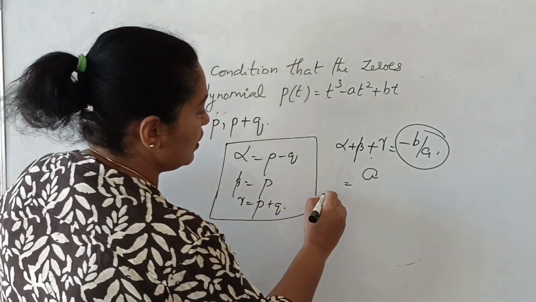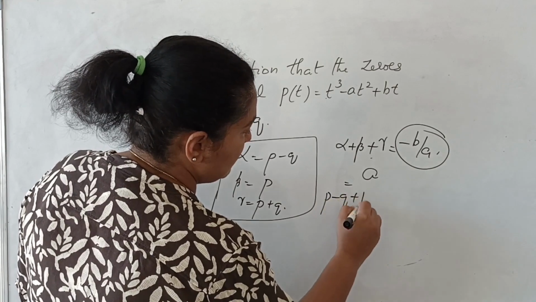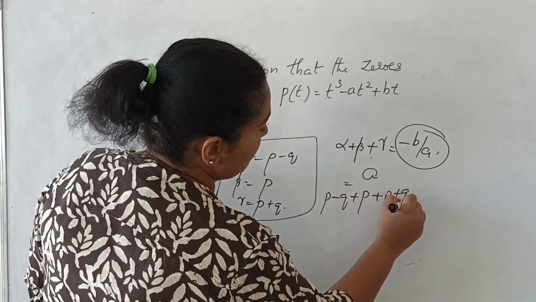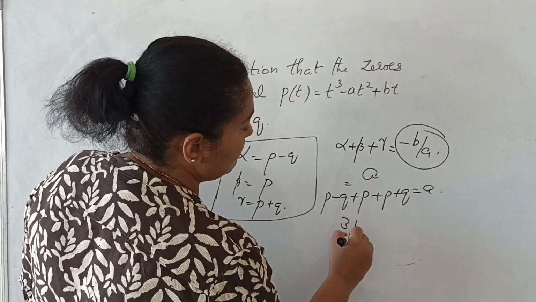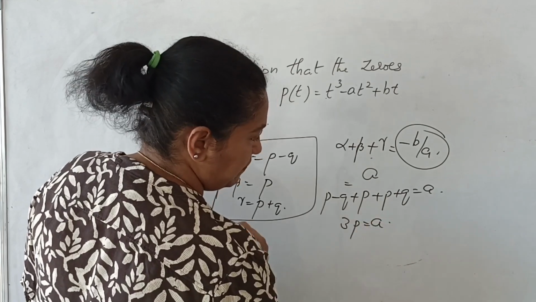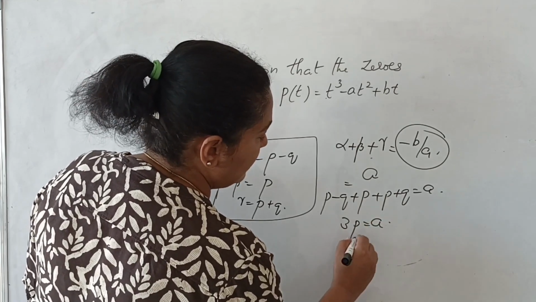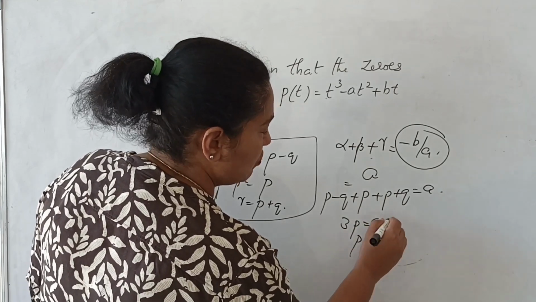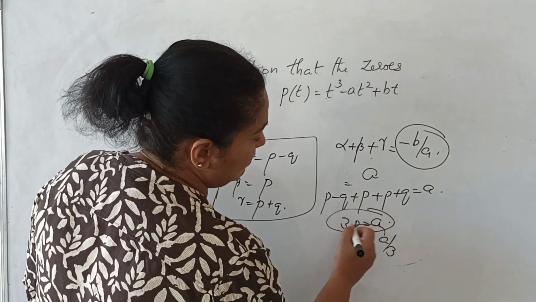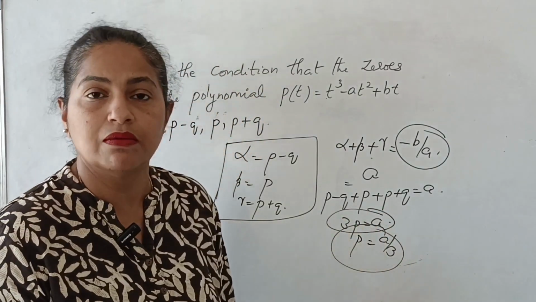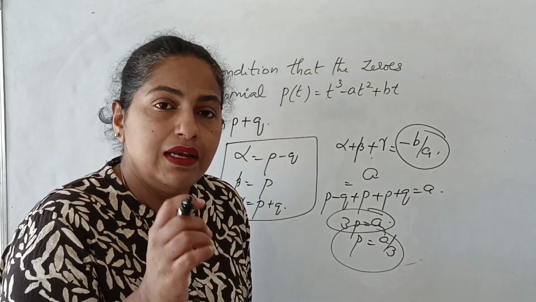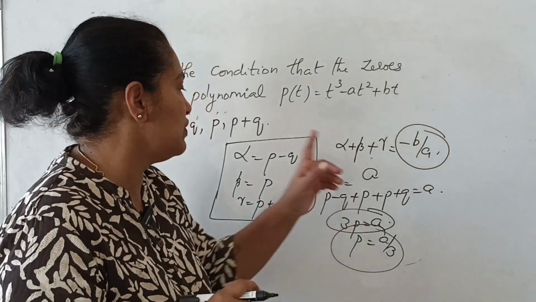Now what is my alpha? P minus q plus beta is p plus gamma is p plus q is equal to a. I can say 3p is equal to a. Okay. Or I can say that p is equal to a by 3. So from 3p is equal to a, I am taking p is equal to a by 3. Fine. Now let us look at the value of the roots.